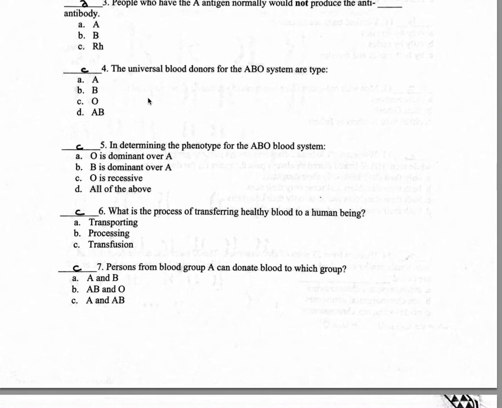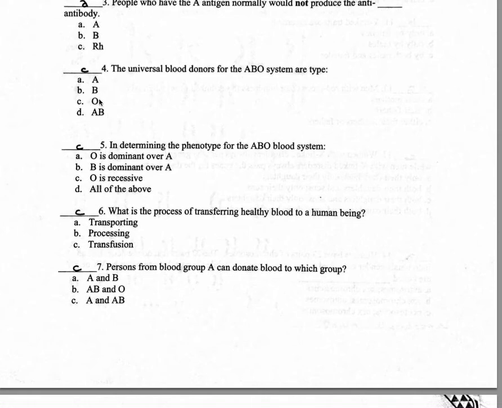Universal blood donor is type O. Remember, O can give to anyone because it doesn't have any antigen. So people with A, B, or AB blood, their bodies will not attack the O blood. AB blood, interestingly, is the universal acceptor, meaning it can accept A blood, B blood, and O blood.